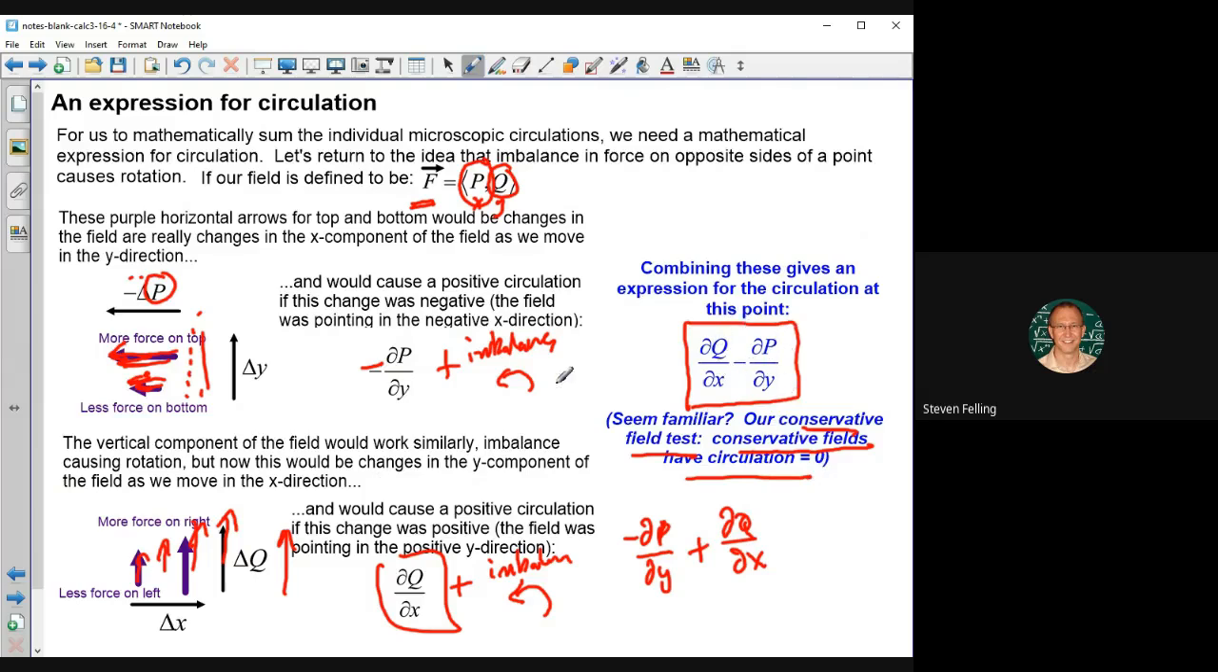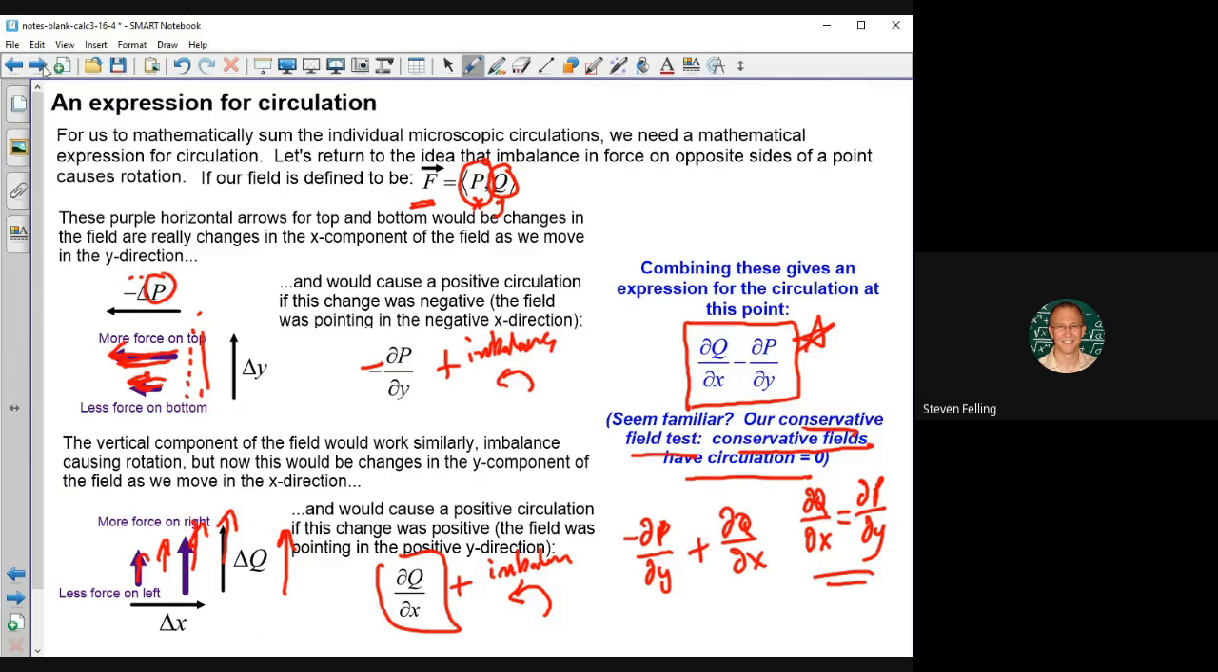There's no overall circulation in a conservative vector field. So now we can say a vector field is conservative if its circulation is 0, because that's the same as saying our test that the partial derivative of Q with respect to x is equal to the partial derivative of P with respect to y. But more importantly, this gives us an expression for summing up a microscopic circulation.